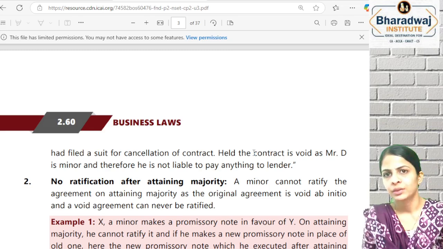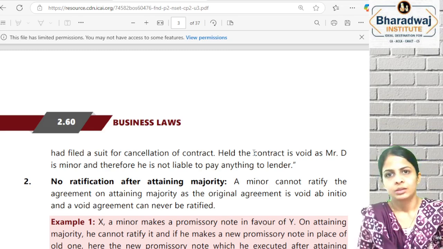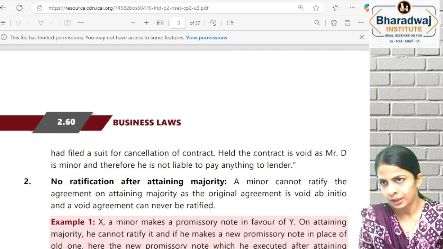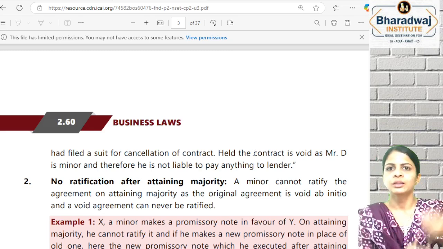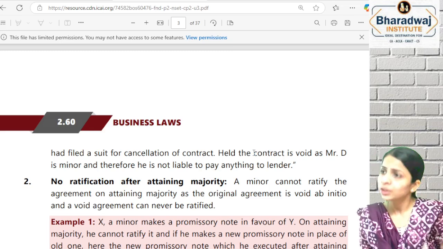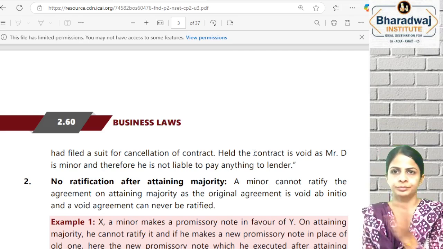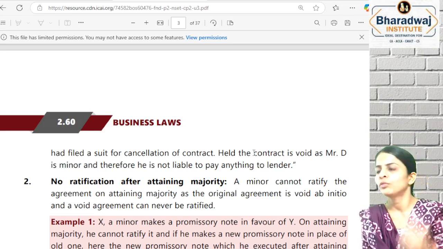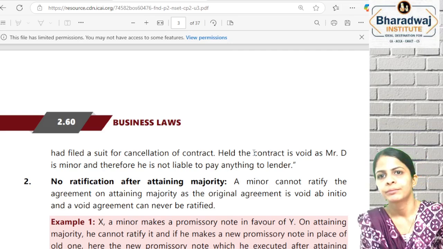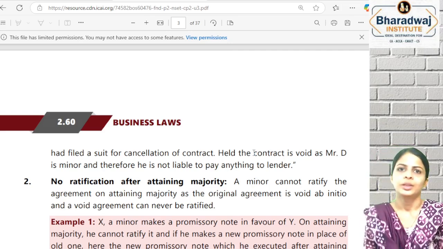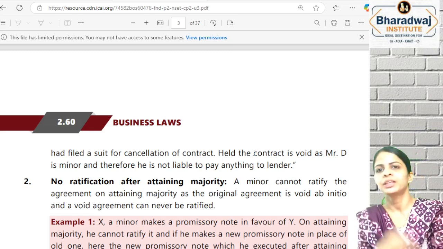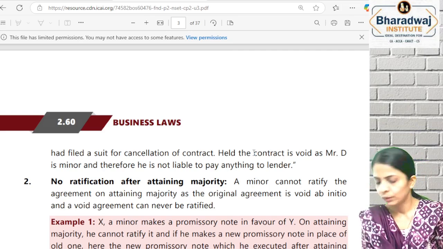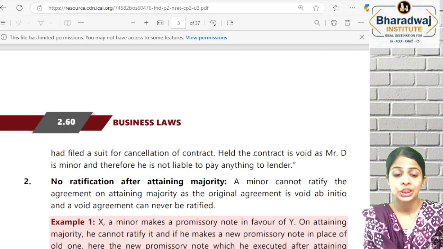Ratification means validity. Clear? Same example will continue. A loan taken while he was 15 years of age. Very soon he turned 18. After turning 18, the giver of the loan cannot come and claim that you took a loan when you were 15, now give me back the money. Can he claim? It doesn't automatically become valid after he turns major. Clear?